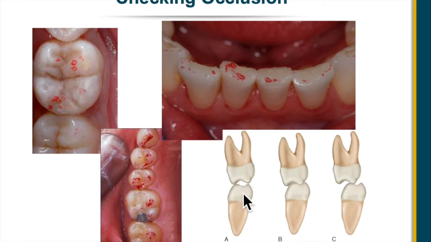So if you look here, this is one way teeth can come together. This is a more proper traditional way, and this would be another way that teeth could come together. But this would be the way that I would expect teeth to come together properly.